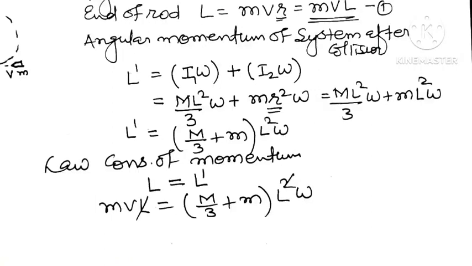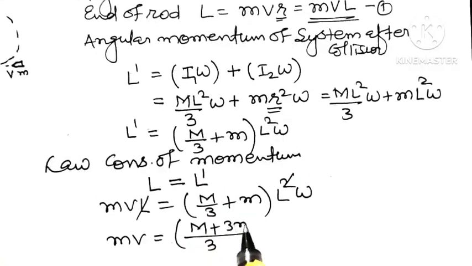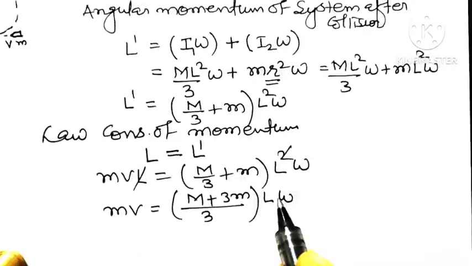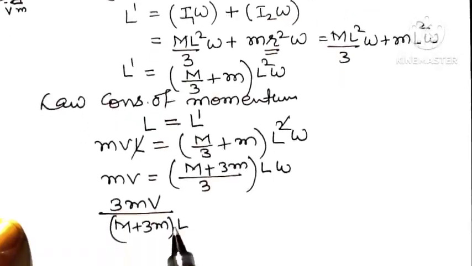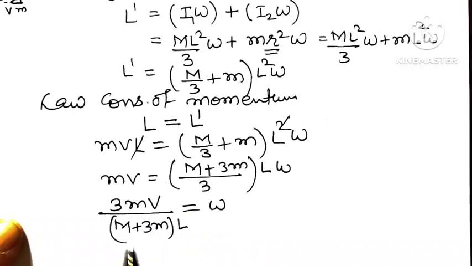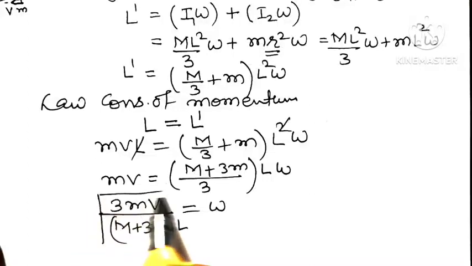And we have m v equal to (M by 3 plus m) L omega. So, 3 can be taken as common: (M plus 3m) into L omega. Now, take this to the other side. So, 3 m v divided by (M plus 3m) into L is equal to omega. So, 3 m v divided by (M plus 3m) L, that is the angular velocity omega.